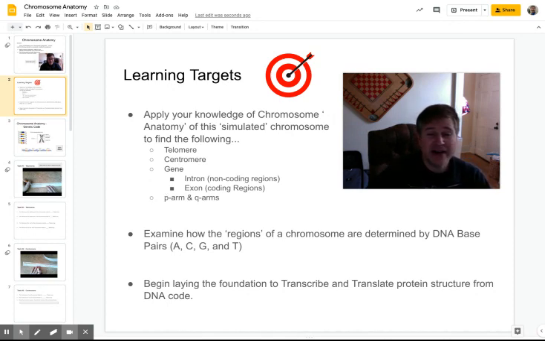Our P arms and our Q arms. We're also going to find the promoter gene as well. I should have thrown that in there. Our promoter and our terminator.